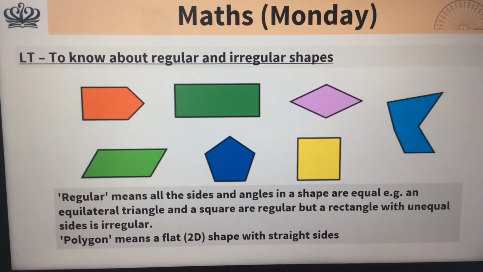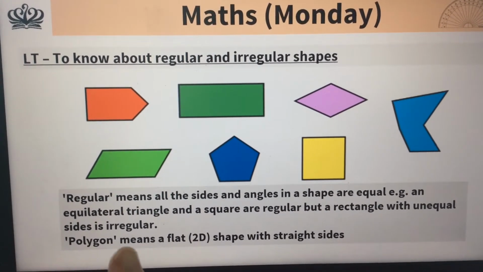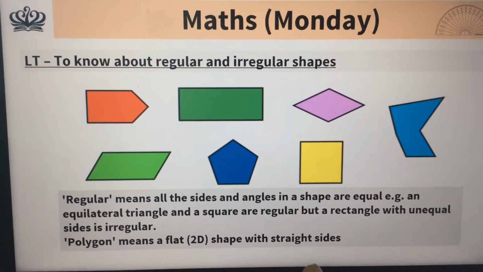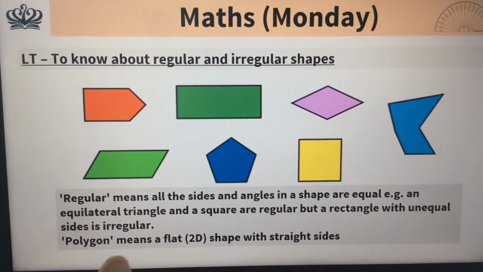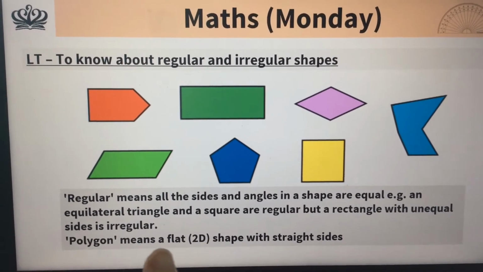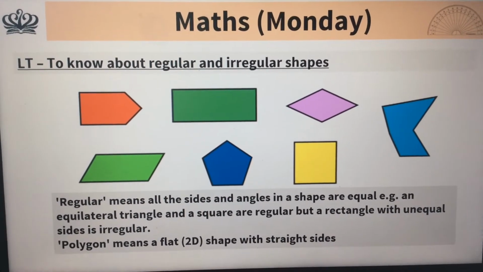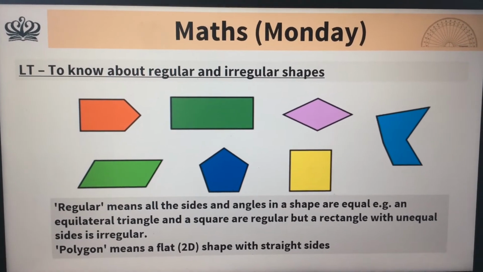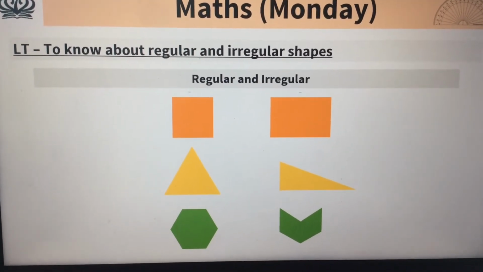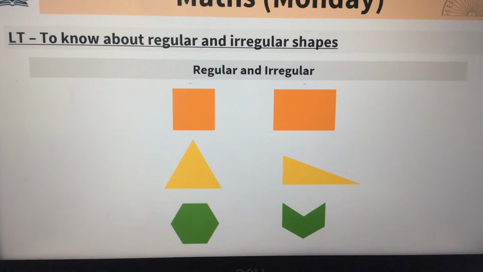Also got another important word here, which is polygon, which means a flat 2D shape with straight sides. Okay, so don't worry too much about that. We often use the word shape instead of polygon, but that's the definition for it, and you'll see that cropping up later on. Right, let's have another look at regular and irregular.